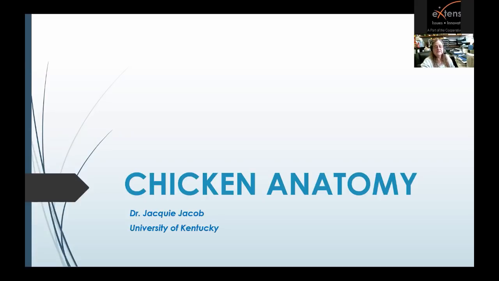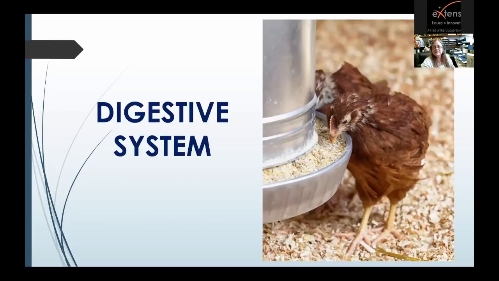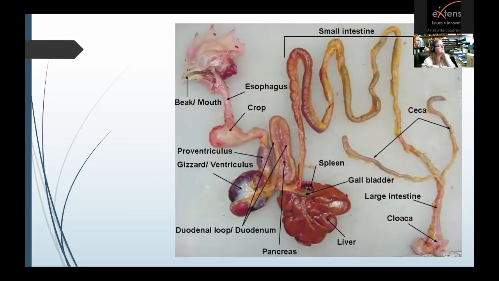An understanding of chicken anatomy also helps to understand some of the nutritional or respiratory problems that could happen. Get a basic understanding of how the system works. So the biggest cost in poultry production is feed. 70% of our cost is feed. So the first system that I want to discuss is the digestive system. This is the digestive system of the chicken opened up, and we'll go through it piece by piece.